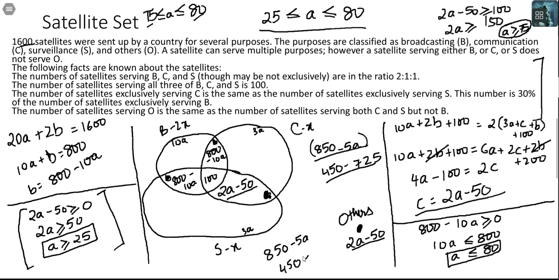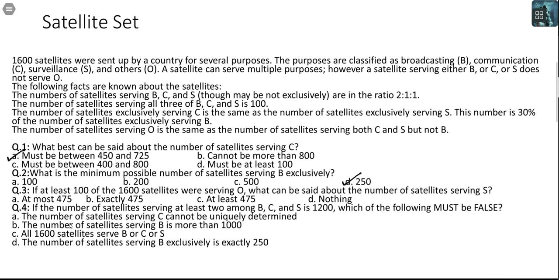The upper limit would be edited. 5 into 75 is 375. When you remove 375 from 850, you reach 475. So the range of values for S for this question would be 450 to 475. Let's look at the options given: at most 475, exactly 475, not necessary; at least 475, no, nothing, no. The answer will be option A, at most 475.